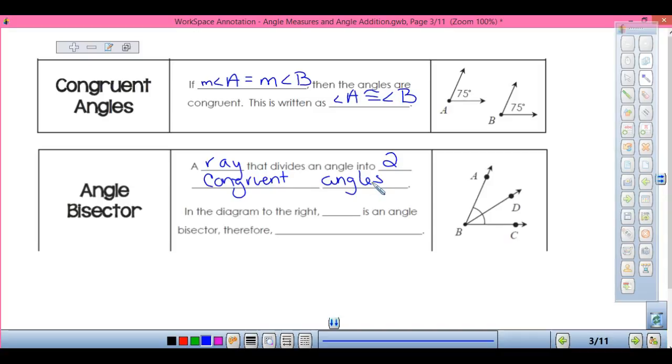Okay, so this guy in the diagram at the right, what is my ray that's bisecting it? BD. So BD is my angle bisector. So therefore, what are my two congruent angles? Angle. Remember how many letters am I going to need? Yep. Well, careful, because ABC is the whole angle. So that's the one that's getting cut in half. So ABD, because this angle right here, ABD is congruent to angle DBC. Yep. Right, because it's cutting those into two.